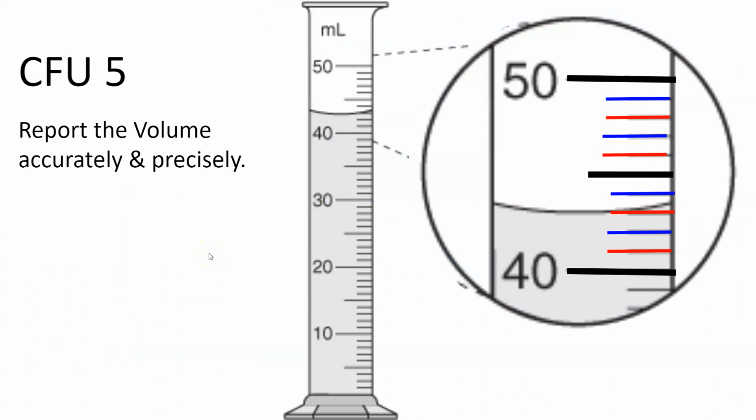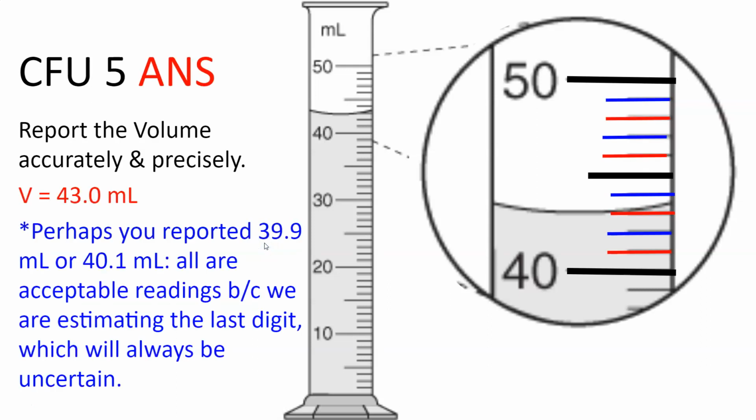All right, report this volume accurately and precisely. Pause the video. When you press play again, the answer will be revealed. So in this case, I have 43.0 milliliters. Now, perhaps you reported it as 42.9 or 43.1. All of those readings are acceptable because that last digit, your uncertain digit, is an estimate. You're the one guessing it, so everyone may do it differently, and that's totally fine. But the key thing is to make sure that you estimate that last digit in your volume reading.